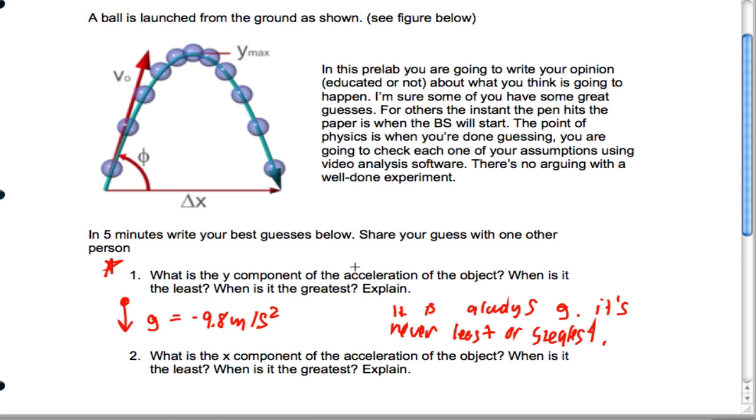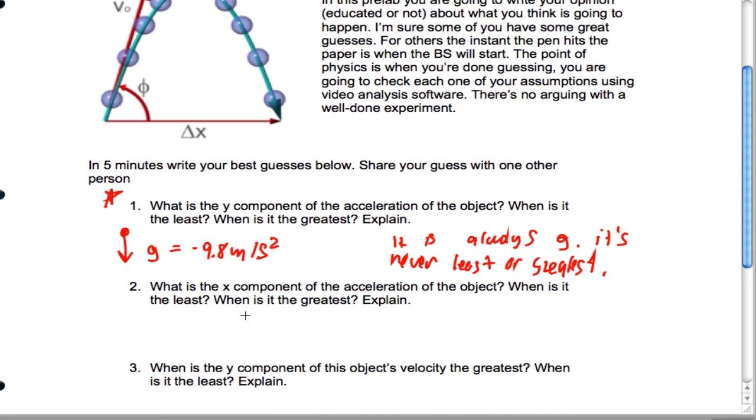So in the y direction, the y component is always 9.8 meters per second squared. It's always downwards no matter what the object is doing. That's what you've been doing with these whole labs, is realizing, hey, there's only one kind of acceleration. It's just gravity. It's downwards. And what this does is this answers number 2 for us.